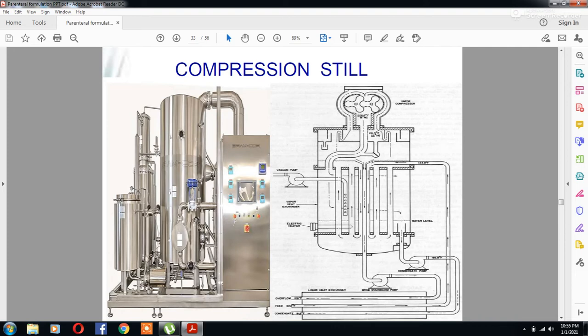This is the flow sheet. This is the actual sketch of the compression still.